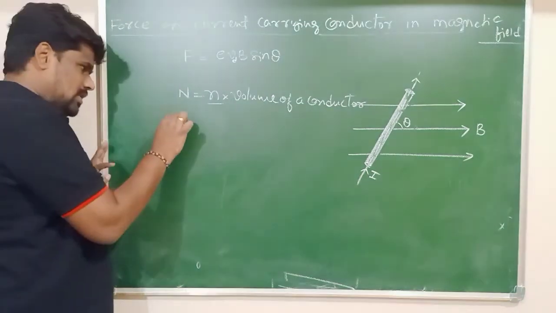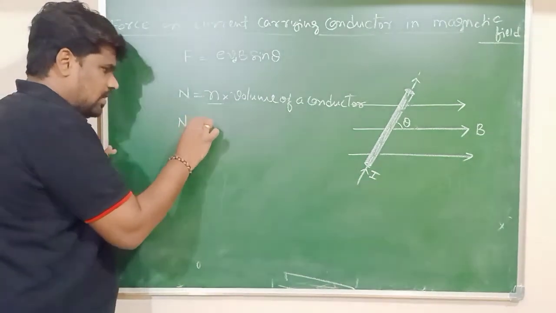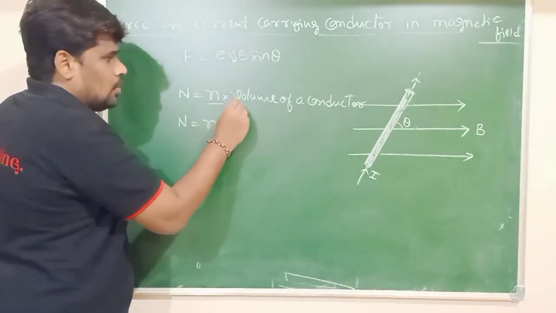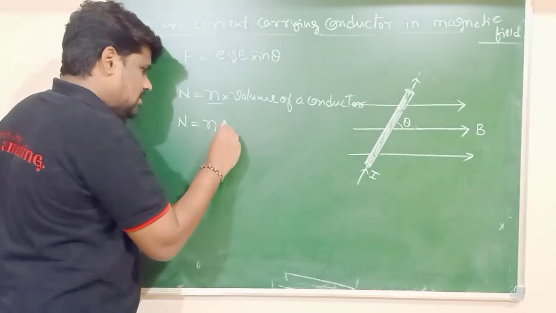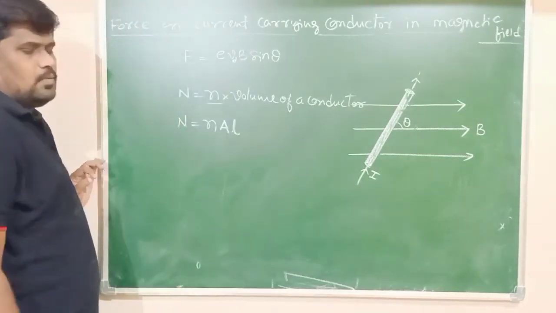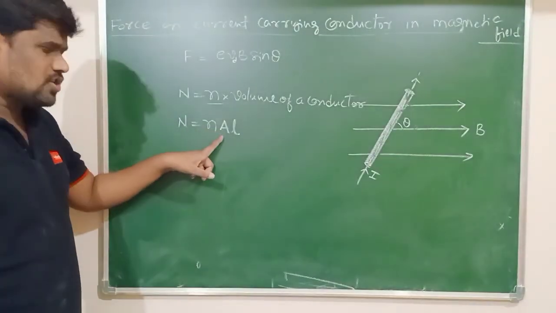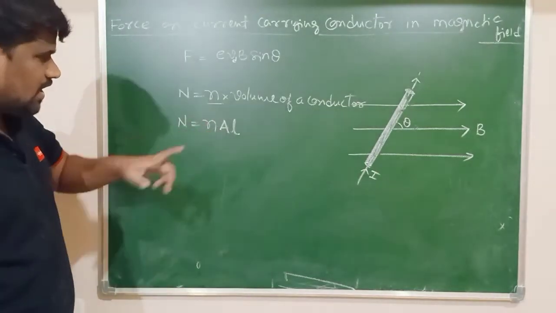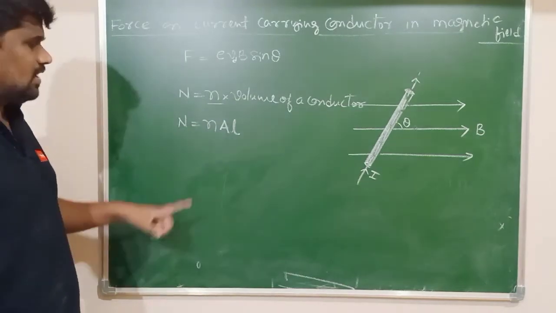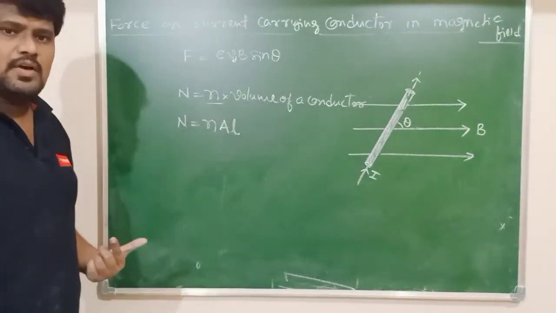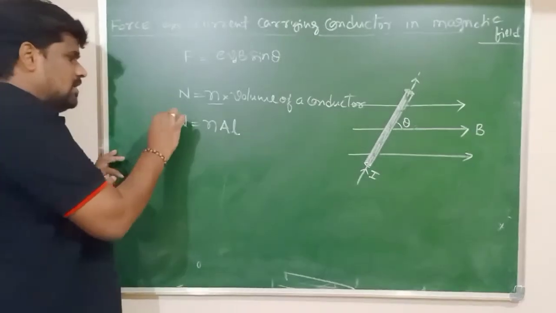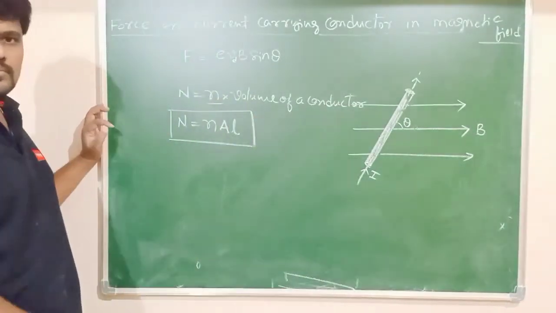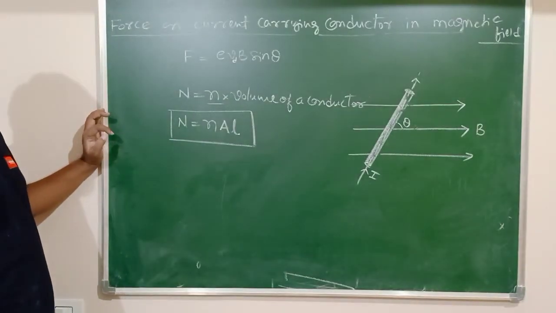Then of course I will continue. The total number of free electrons in a conductor is given by capital N equals small n times the volume of the conductor, which is given by A into L. What is A here? Area of cross section of the conductor. What is L here? Length of the conductor. If A is the area of cross section and L is the length of the conductor, then what is capital N here? Total free electrons in the conductor.